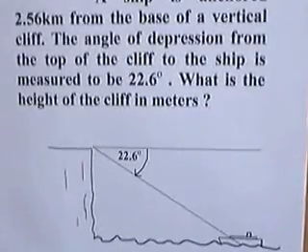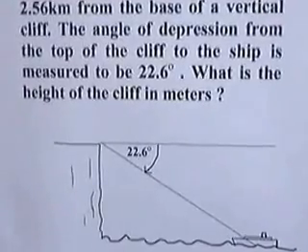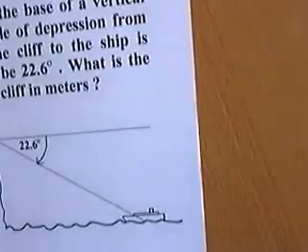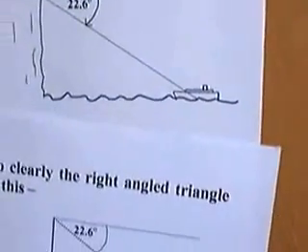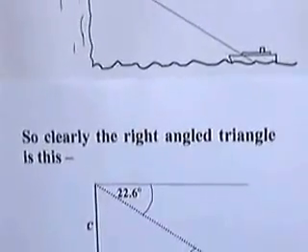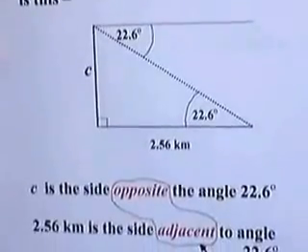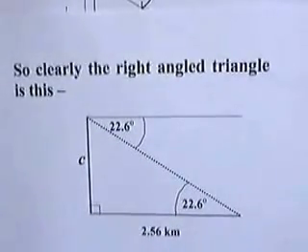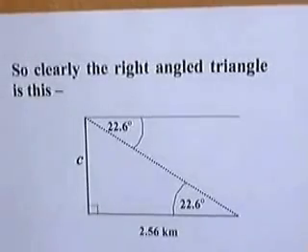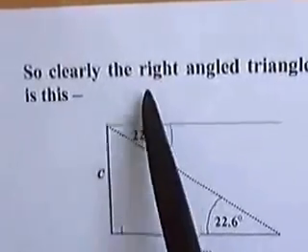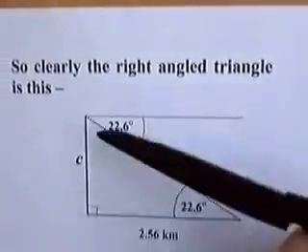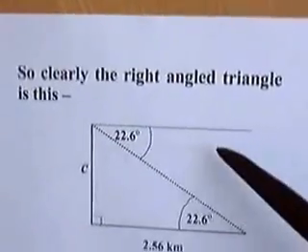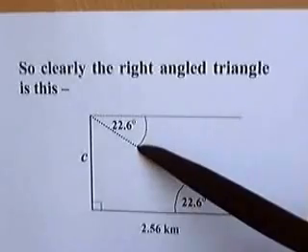Okay, let's see where our right angle triangle is and what piece of trigonometry we need to use. Here we go. Let's put it all up there. No, I don't want to show you that just yet. Alright, I can get rid of that. So clearly the right angle triangle looks like that. There's the height of the cliff, and I've called that height of the cliff C.